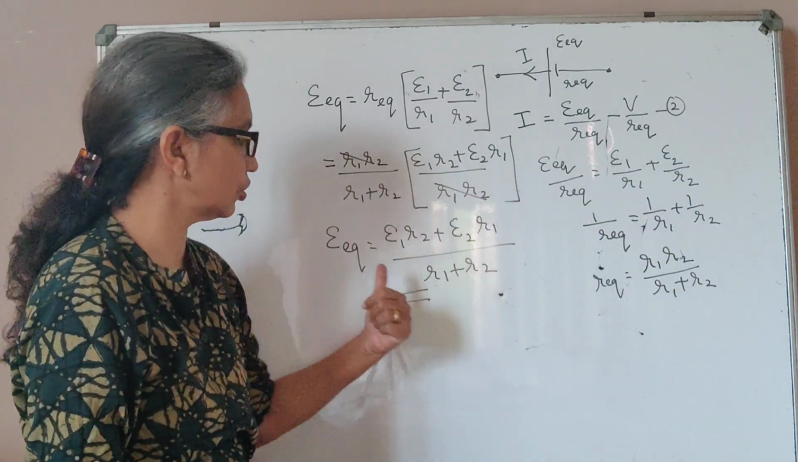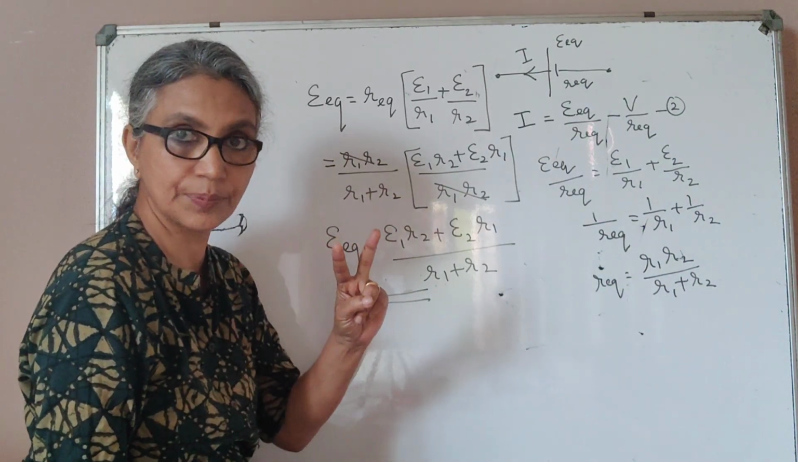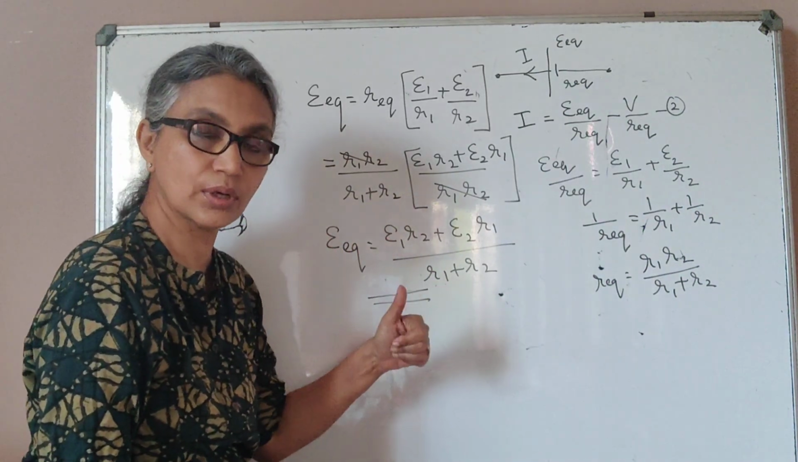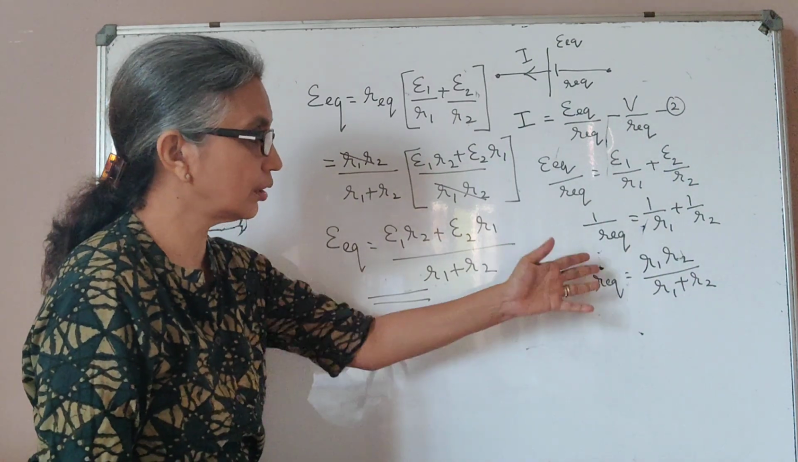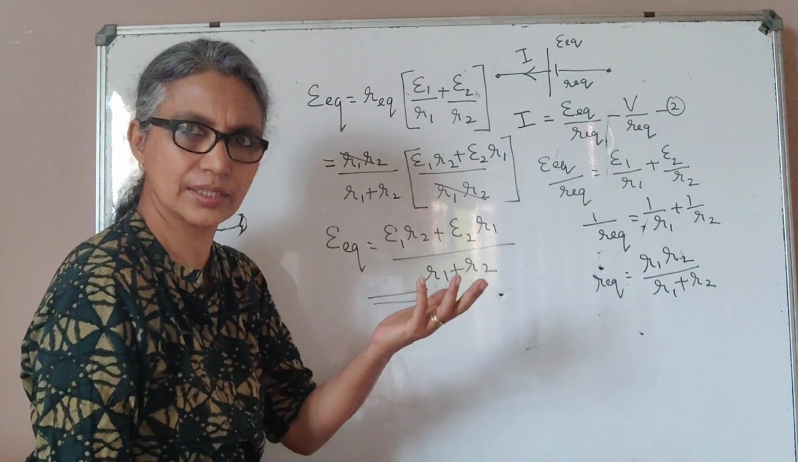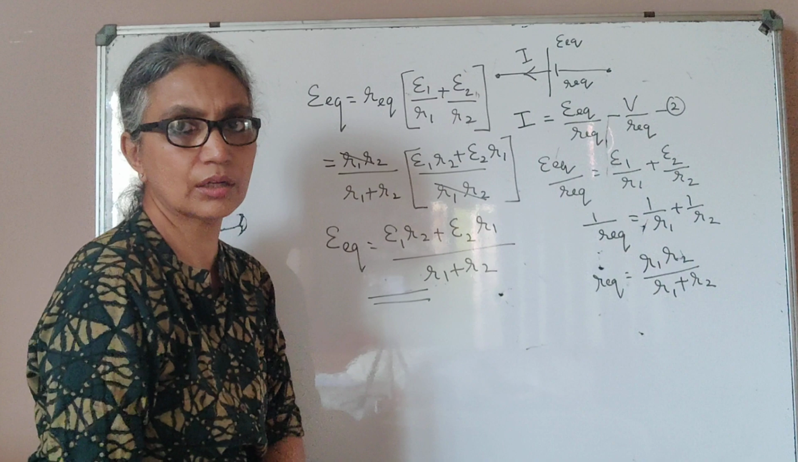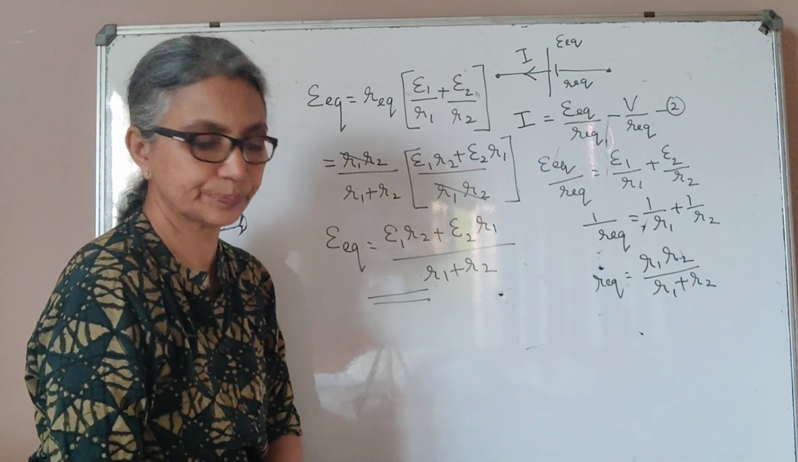In the parallel connection, you will see the E equivalent of two cells in parallel will be (E1 R2 plus E2 R1) by (R1 plus R2). And the R equivalent is the normal resistance, how you would do in parallel, R1 R2 by (R1 plus R2).